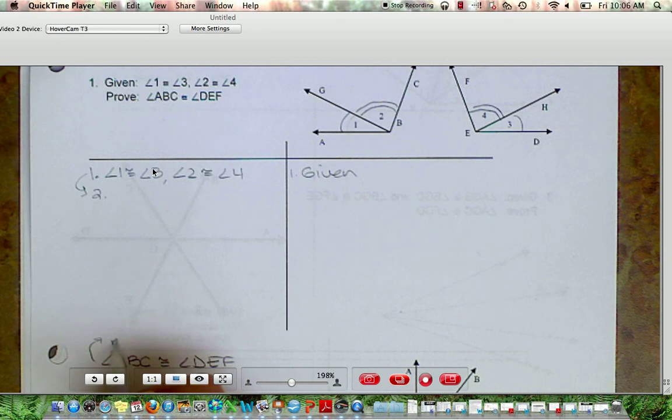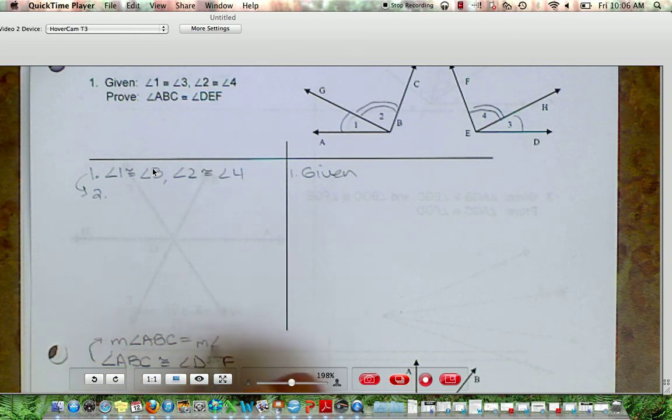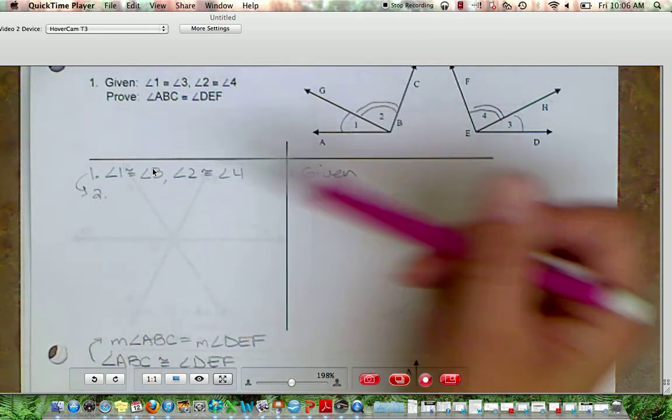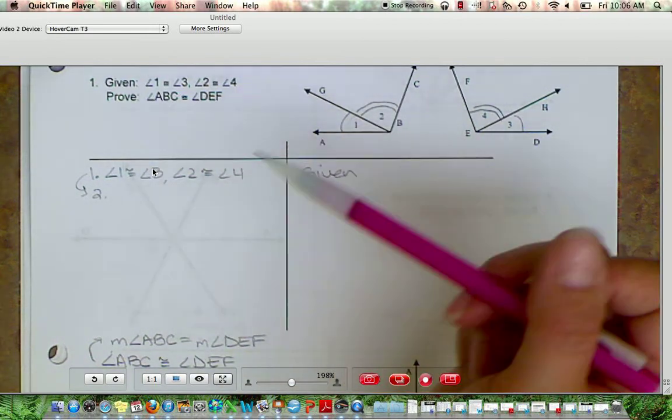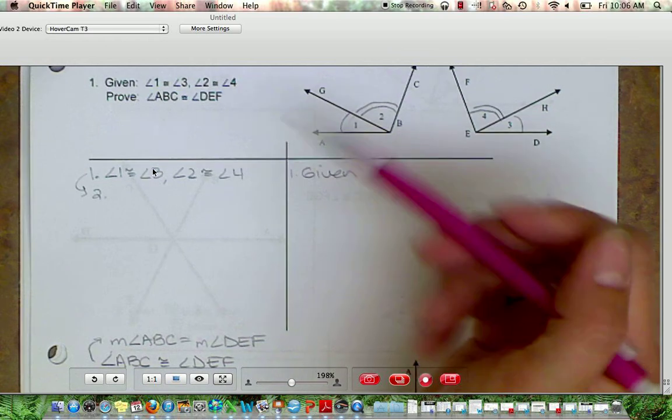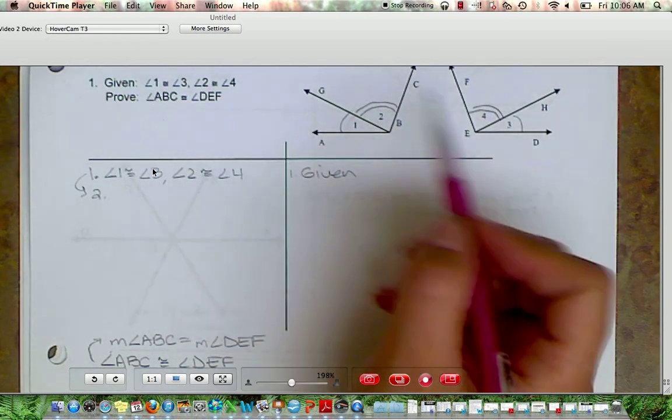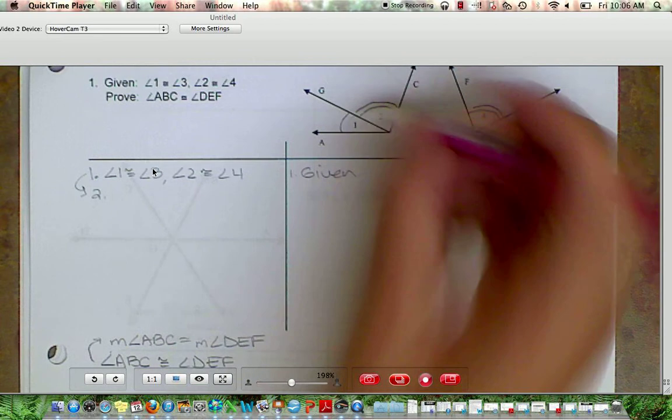For example, the measure of angle ABC is equal to the measure of angle DEF, because if the two angles are congruent, then the two measures of those angles have to be equal. Okay? In the first part here, we're going to do something special with them when we convert them. And before we can talk about what that's going to be, we need to look at this proof.